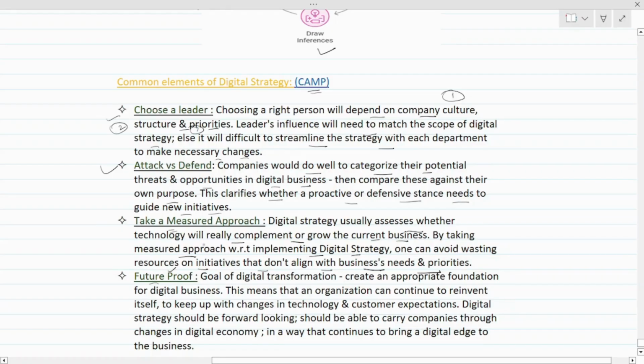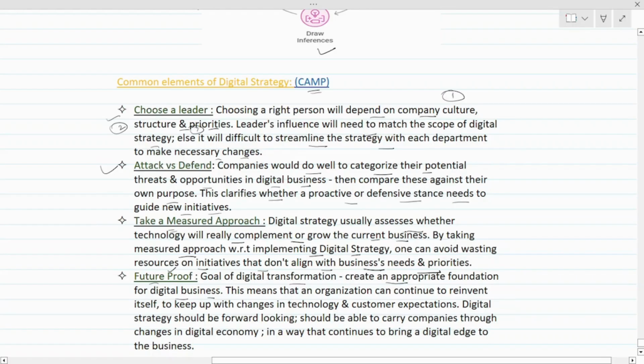Finally, future proof. I've taken P for this just for you to remember easily. The proof, that is future proof, that we are talking about. Now, the goal of digital transformation: create an appropriate foundation for digital business. Right, what exactly is the goal of digital transformation? It's basically the foundation for digital business.